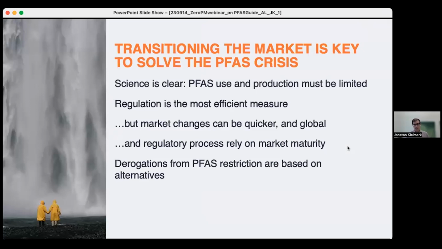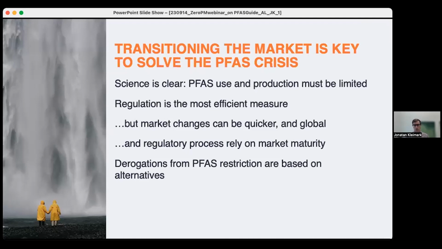So what is then necessary for the market? We know that a transition of the market is key to solving this PFAS crisis. We need markets and businesses to understand that they need to move away from these chemicals. And as I've mentioned here, the science around this is actually clear. I would say that the scientific community speaks with one voice regarding PFAS: that the use and the production of PFAS must be limited in order to solve this crisis.